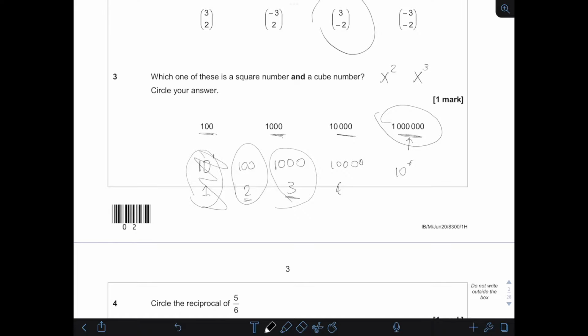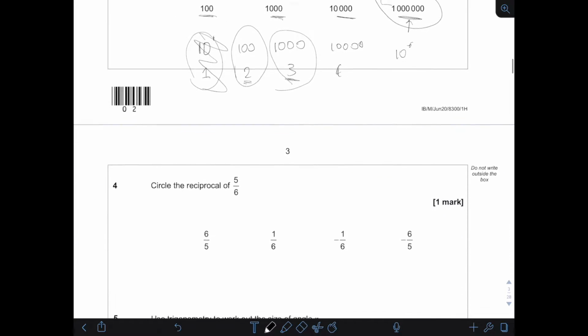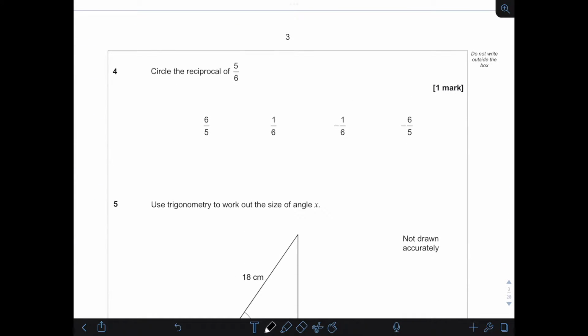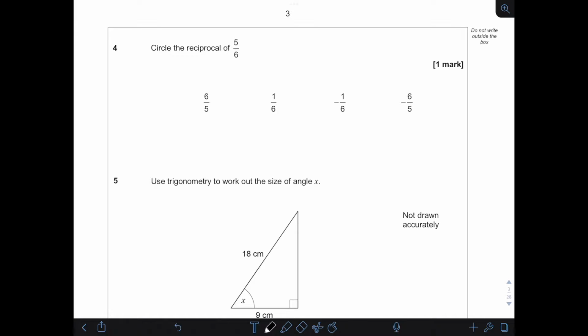Right, so there you have the answer. This is a relatively hard question for 1 mark, but that's just life. Right, circle the reciprocal of 5 on 6. So the reciprocal of 5 on 6 is just upside down, right? If you swap those two, you get 6 over 5. So there you go, that's the reciprocal. It's not actually that difficult, is it?